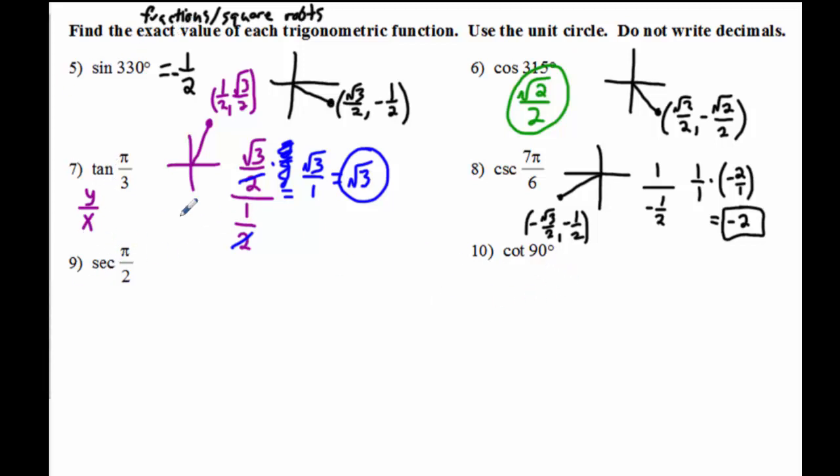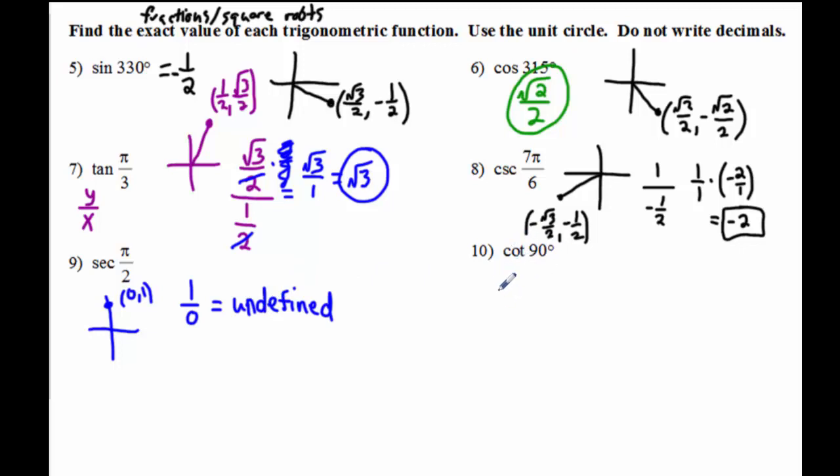These last two are on our quadrant lines, so that makes them more interesting. Pi over 2 is up here at the top. That point is (0, 1). Secant is 1 over x, so 1 over 0 is what? If you aren't confident on which way is which, type into your calculator 1 divided by 0. You get an error because you can't divide by 0, and that tells you that this is undefined.